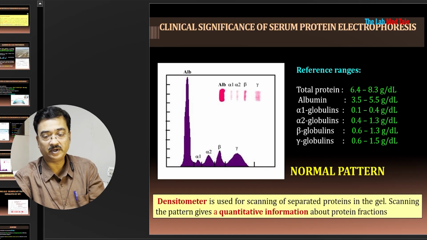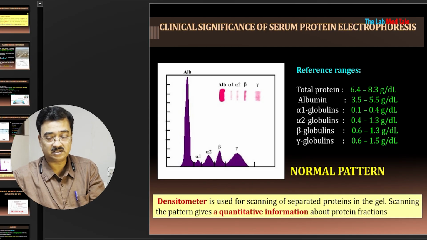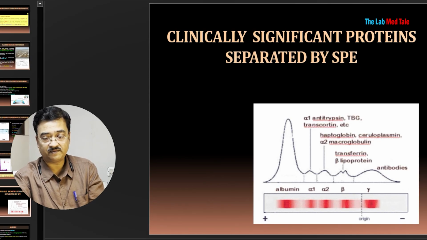So this is how it looks, and these are the separated ones. This is the graph. It is another way of producing a graph.